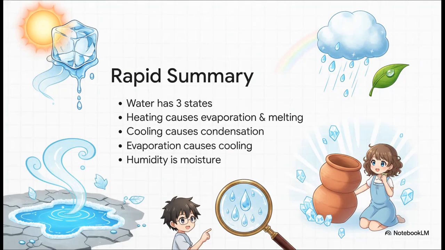To quickly recap our main clues before the quiz, water comes in solid, liquid, and gas forms. Heating drives both evaporation and melting. Cooling drives condensation and freezing. Remember that pot and pot cooler? Evaporation is nature's ultimate cooling mechanism. And finally, humidity is simply the amount of moisture packed into the air.